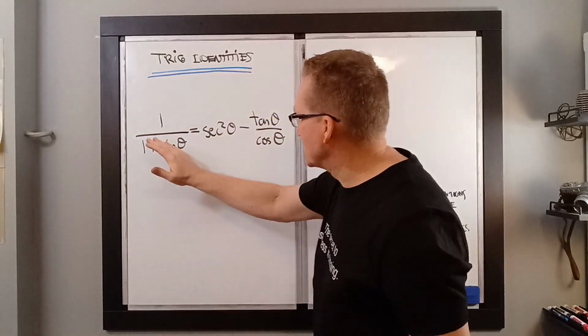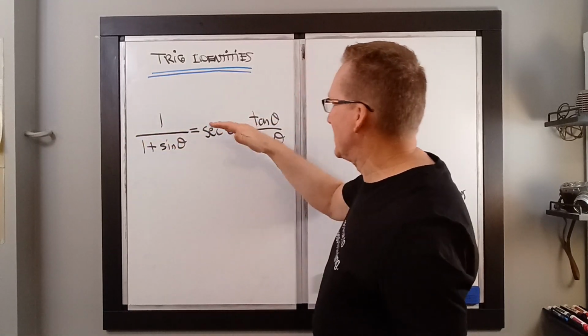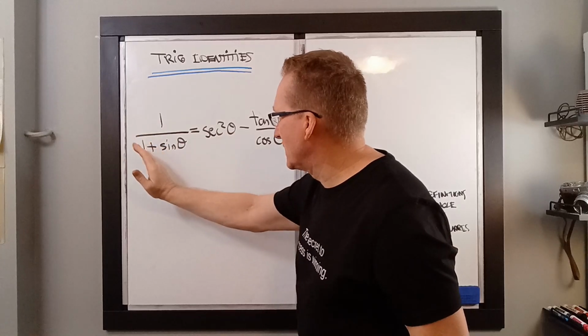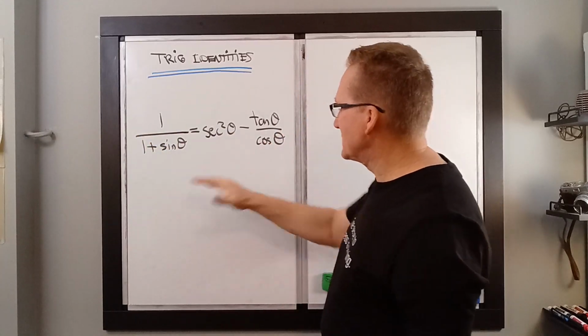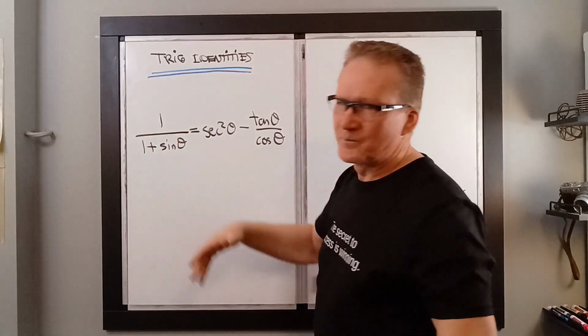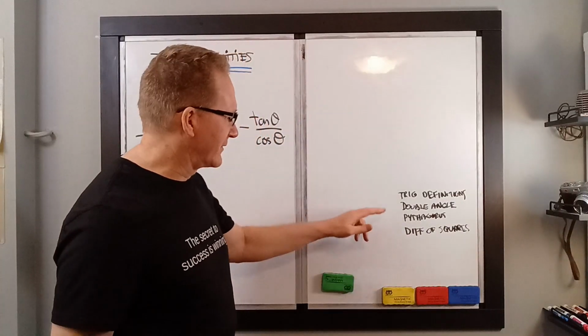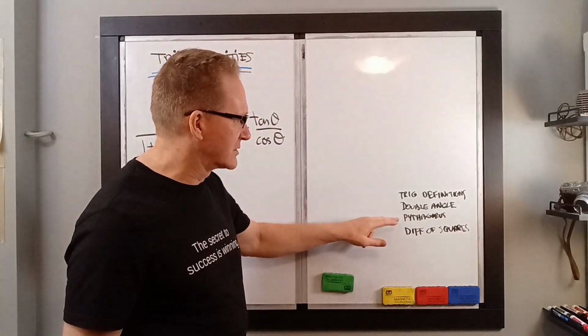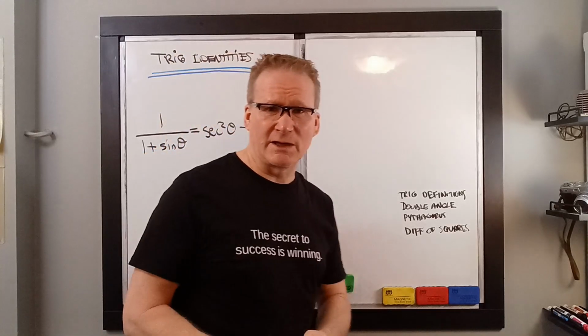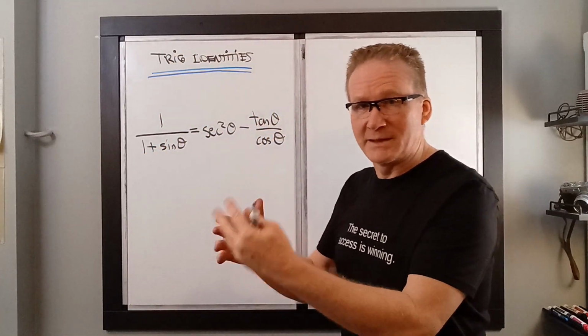We tend to go from the easier side to the harder side, or the harder side to the easier side, whichever direction that is. In this case, I'm going to look at this and say that it possibly has a difference of squares. Here are the 4 different principles we're going to use in the solving of all of these in this section: difference of squares, Pythagoras, double angle, and trig definitions.